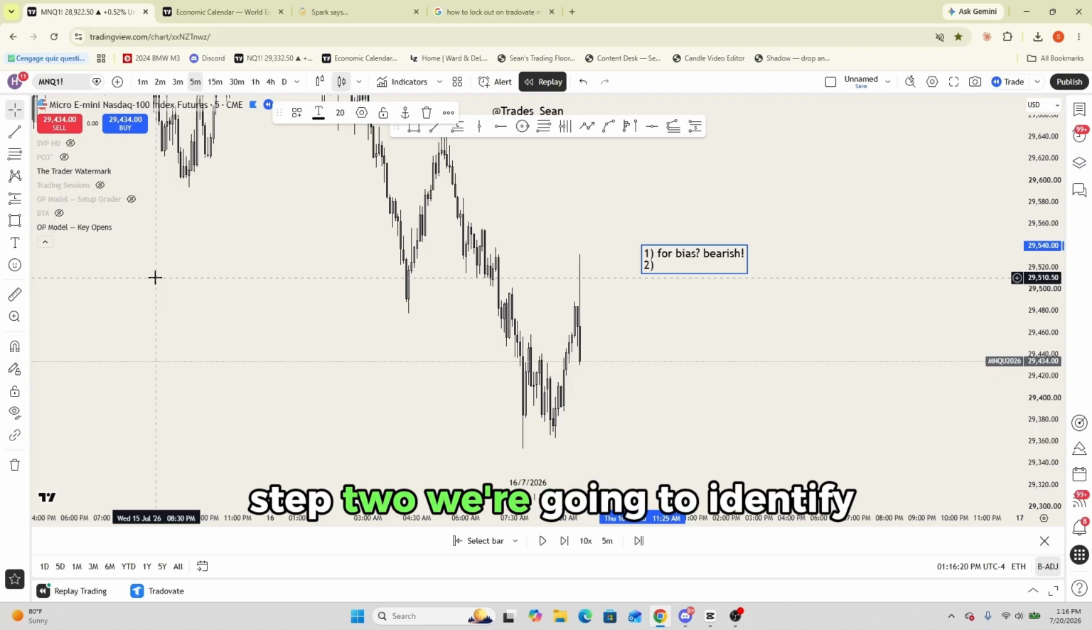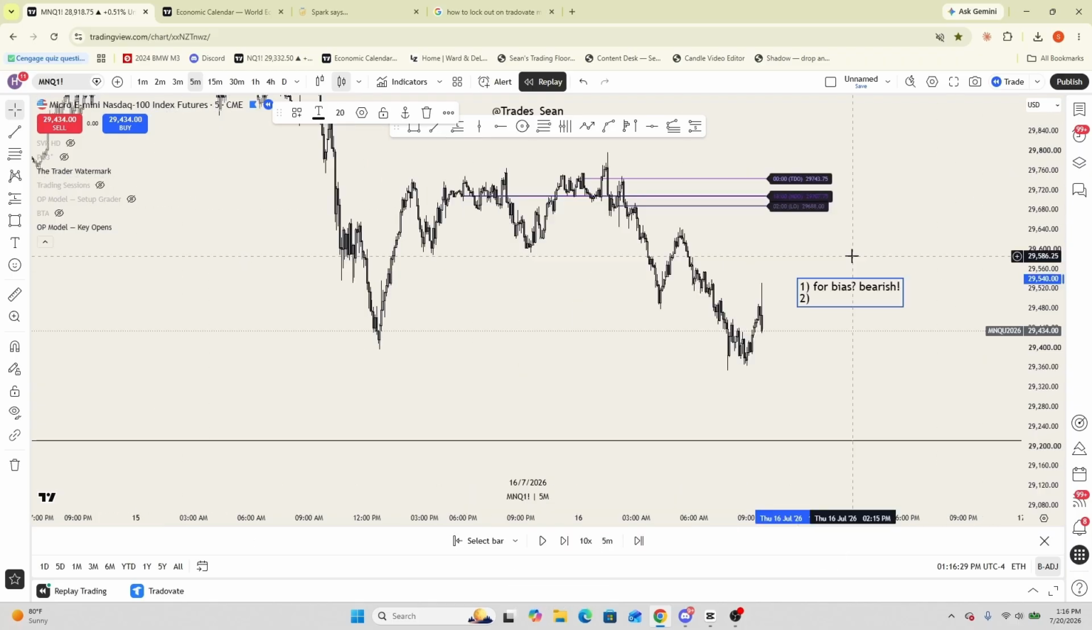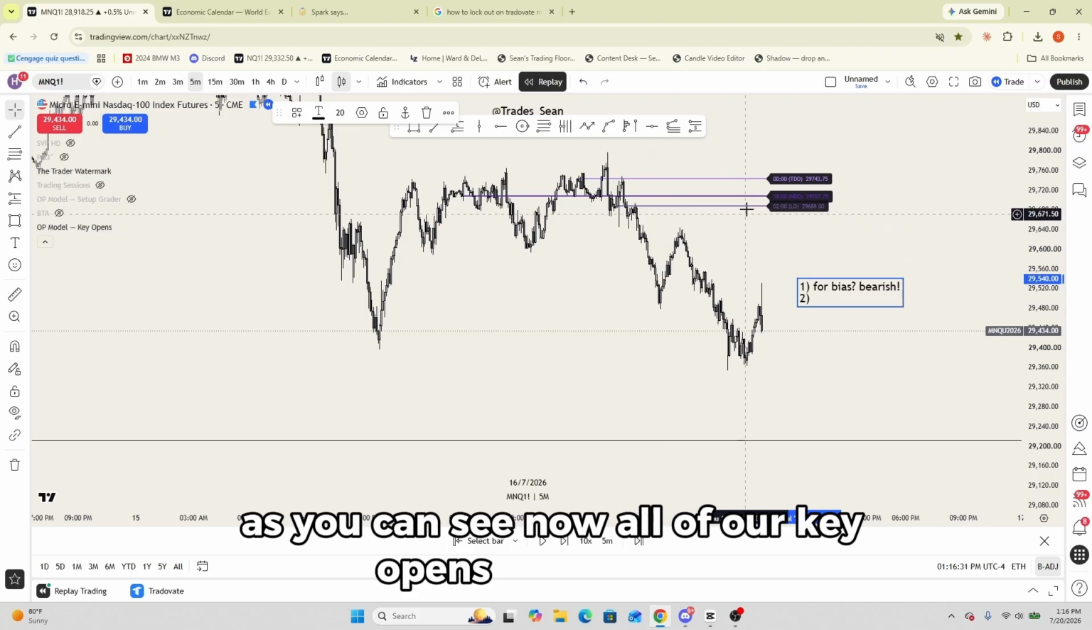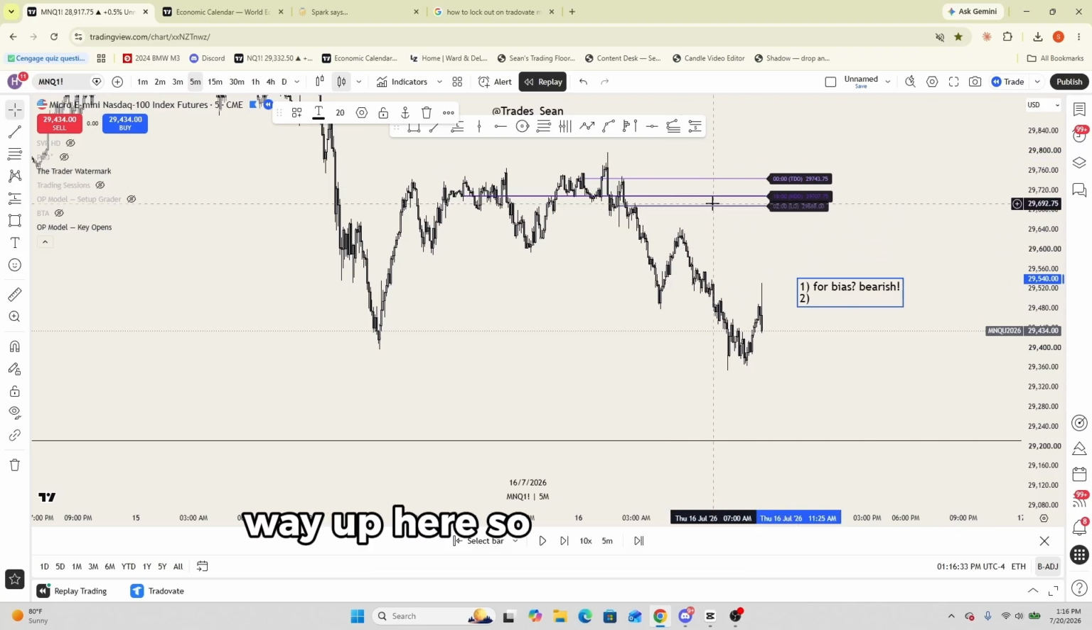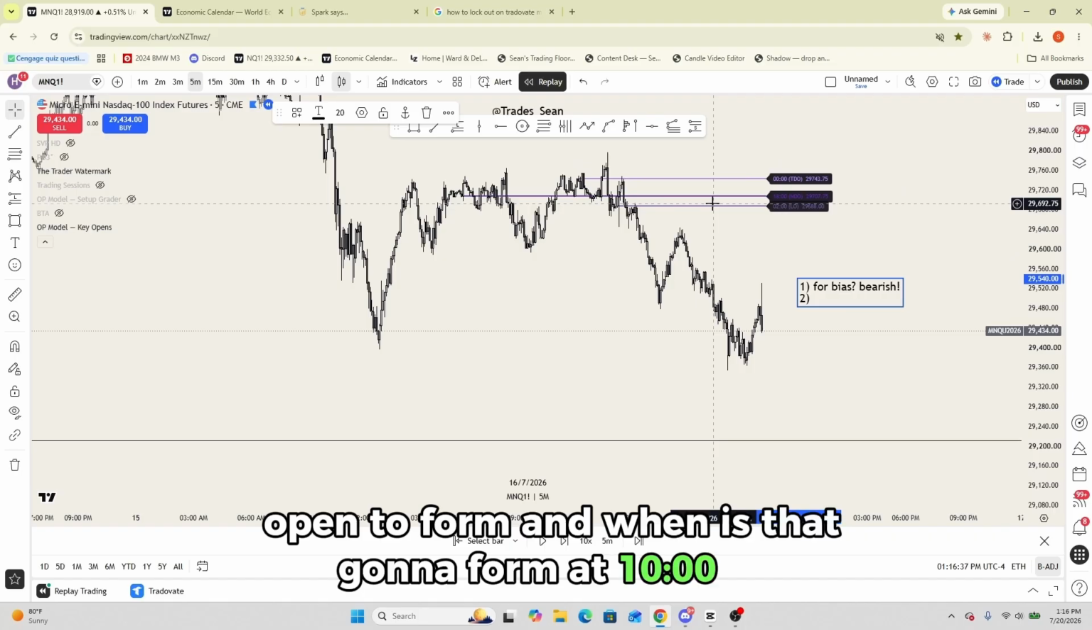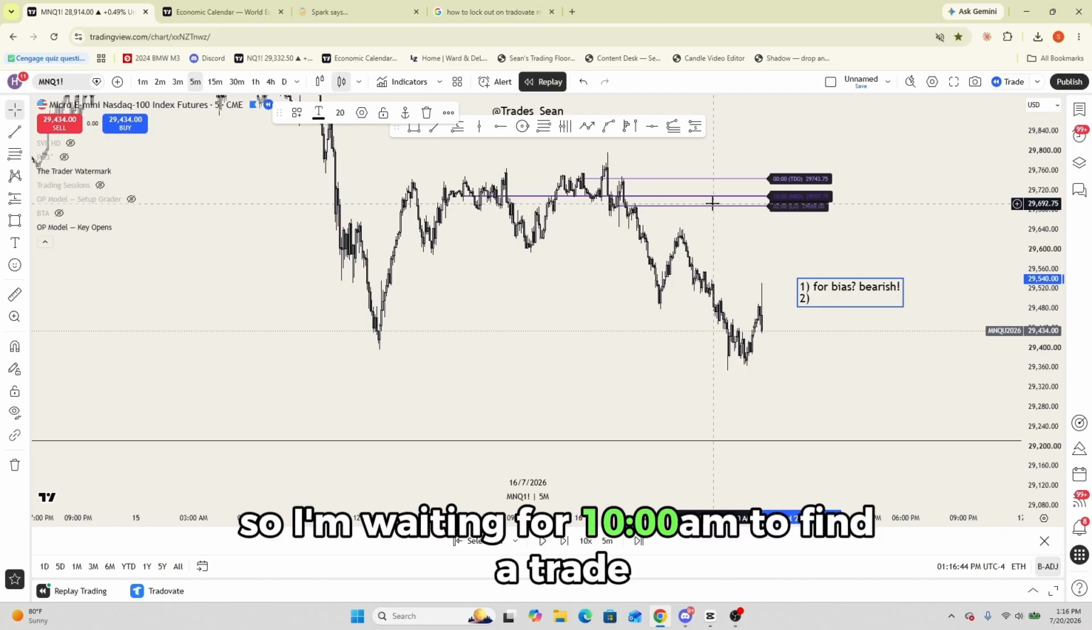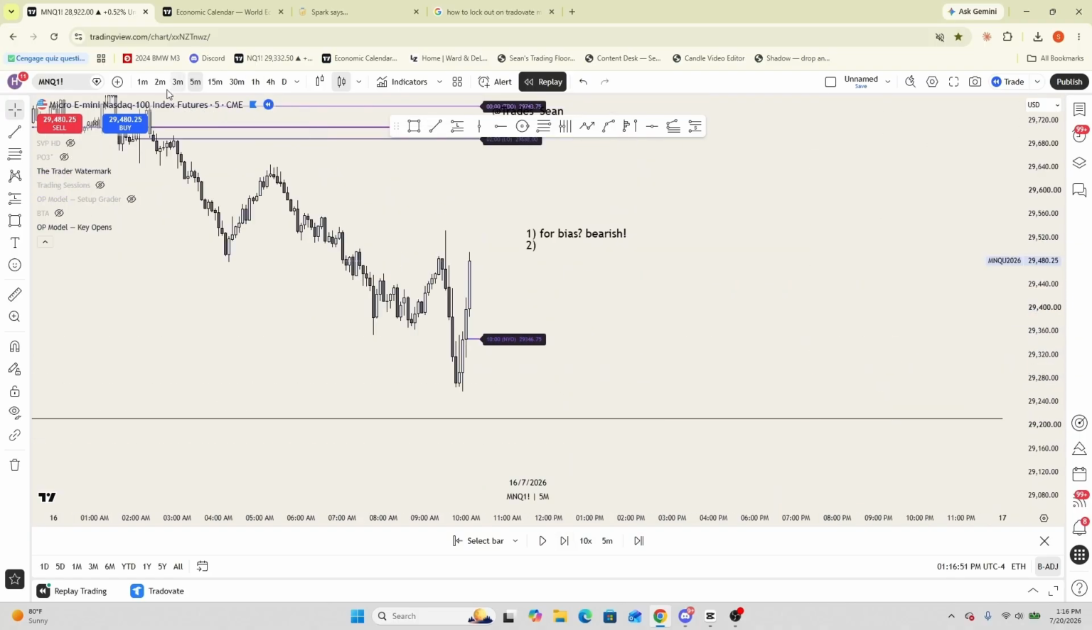Step 2, we're going to identify an area of interest near key open. As you can see now, all of our key opens are way, way, way up here. So what am I going to do? I'm going to wait for a new key open to form. And when is that going to form? At 10 a.m. So I'm waiting for 10 a.m. to find a trade.